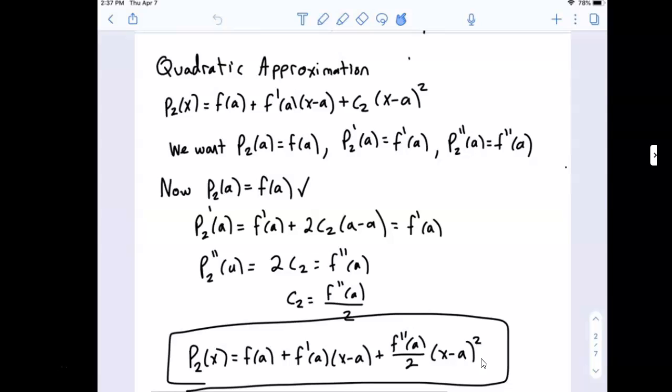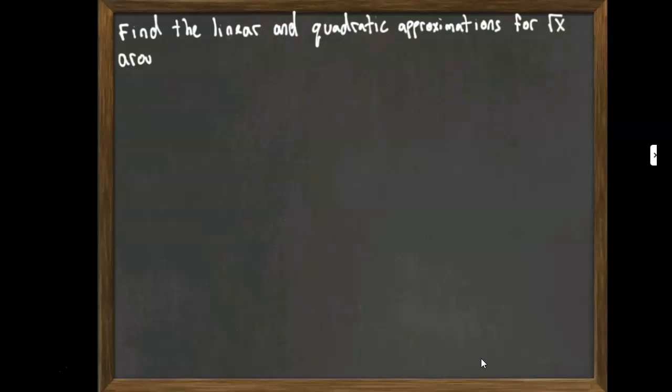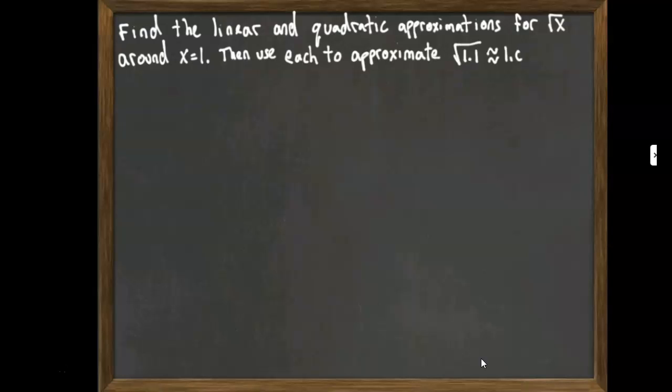So armed now with our linear and quadratic approximation, we now ask this question. We want to find the linear and quadratic approximations for the function square root of x around x equals 1. Then we're going to use those two approximations to compute or approximate square root of 1.1, which to 5 decimal places is 1.04881. Okay, so we want to compute the first degree linear approximation, straight line approximation, and then we want to compute the quadratic approximation for the square root of x function with its center around x equals 1.